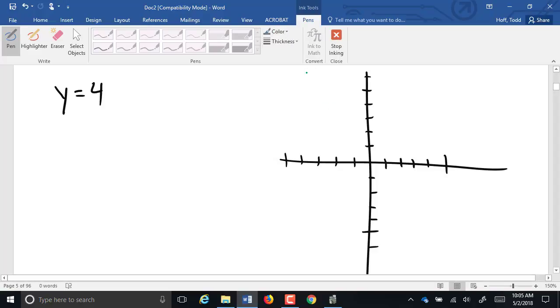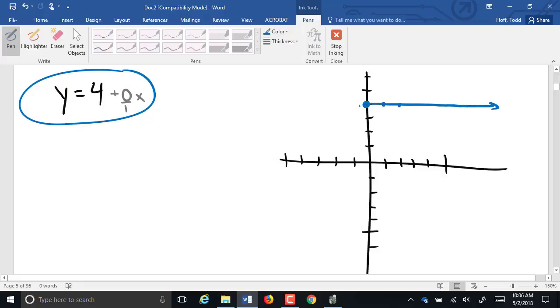There seems to be something missing here, doesn't there? The x. There isn't one there. We can think of it as plus 0x, can't we? So what does that mean? Well, if we go to graph this, we're going to start out at 4. 0x will make it 0 over 1, which means from there we rise 0 and run 1, right? Rise 0, run 1. We can just keep going. It's just going to be a flat line like this.